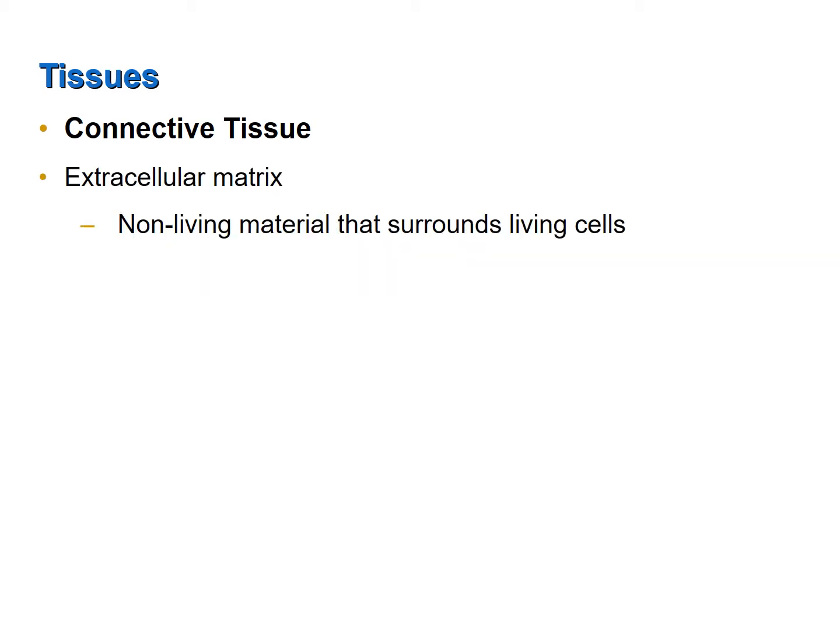One of the distinguishing characteristics of connective tissue is that it contains a great deal of extracellular matrix, basically non-living material that is found outside of living cells. Unlike epithelial tissue, where the cells are bunched together and there's very little space between them, there's quite a bit of space between cells of the connective tissues, and that space is filled with this non-living material or extracellular matrix.